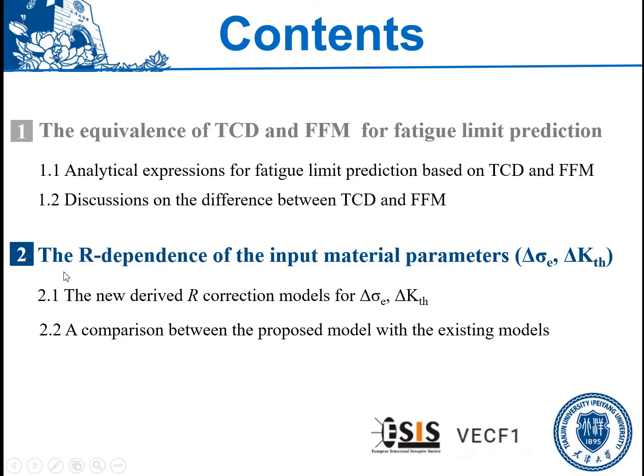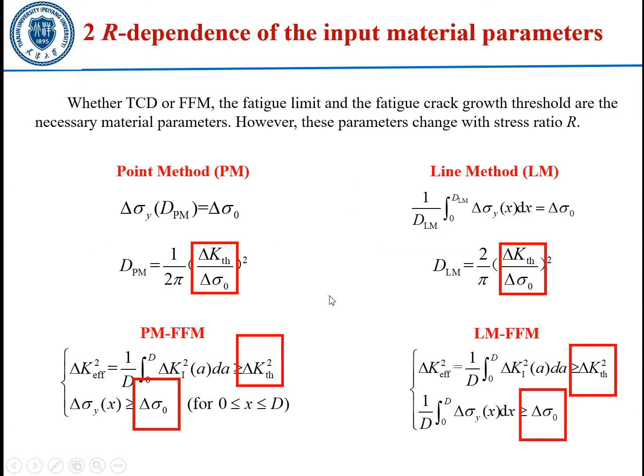And the second content is about the stress ratio dependence of the material parameters. According to part 1, we can find that the fatigue limit and the fatigue crack growth threshold are the necessary material parameters for TCD and FFM. Besides, as we all know, these two parameters are stress ratio dependent. Many models have been proposed to solve this issue. Here, I'd like to introduce our method.